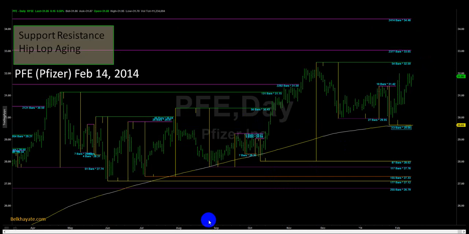Since we're only showing a year, this obviously isn't a strong reflection of the whole historical PFE, but you'll notice that some of these historical hip and lop lines, we put aging on them, and we consider this to be very significant because it shows how long a support or resistance has been in effect before it's been broken. If you notice on the lower side here, these are very young. 255 is the oldest one we show, and the bar has been rising, where right now the highest mark we have is going back 2,414 bars.